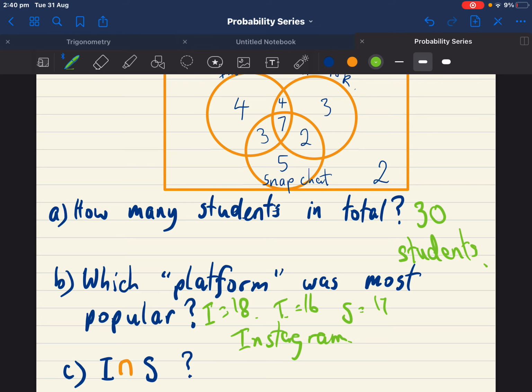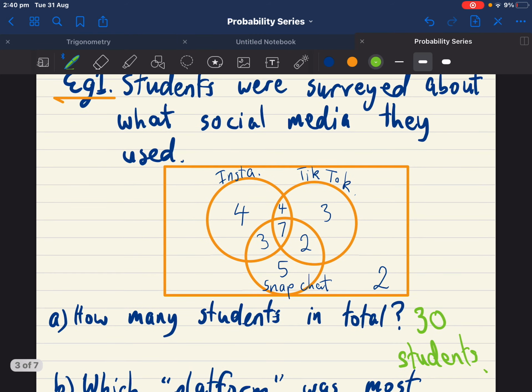Non-mutually exclusive because, again, students, you're not forced to only pick one and only ever use one. You're allowed to have multiple different platforms that you use, right? So this is a real world scenario where you end up with non-mutually exclusive data.